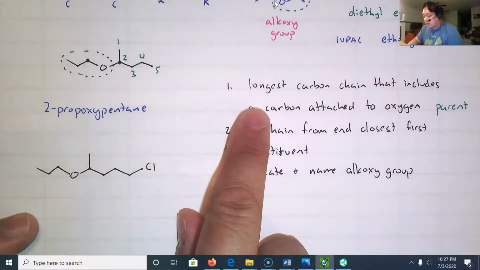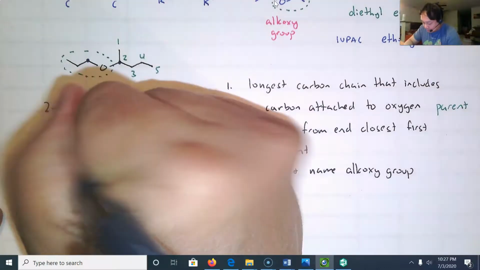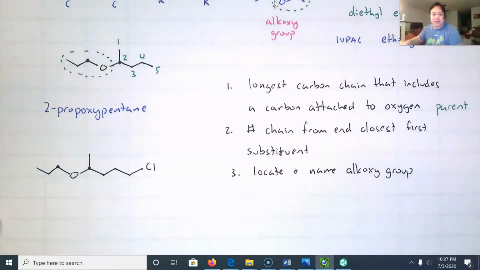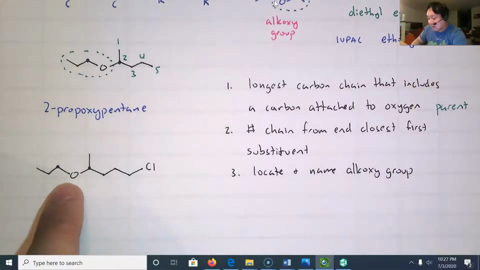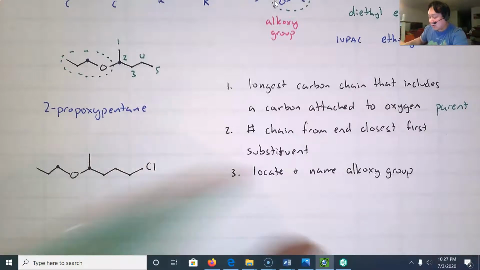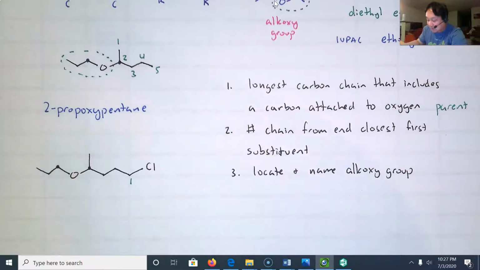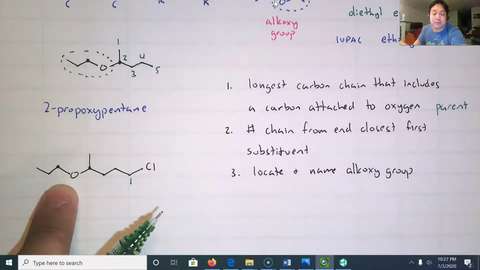Longest carbon chain that includes a carbon attached to the oxygen. It's definitely the chain on the right. Number the chain from the end closest to the first substituent. Well, we have a propoxy and we have a chloro. The chloro, if we number it from the right, is on carbon number 1. If we number it from the left, the propoxy will be on carbon number 2.